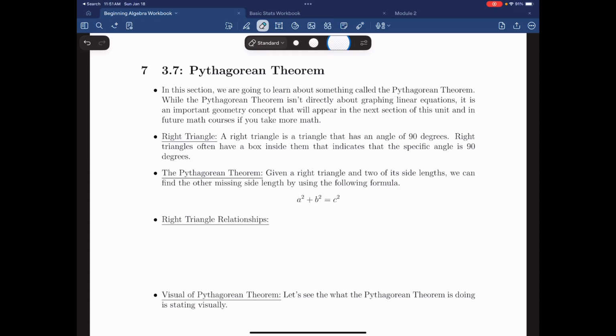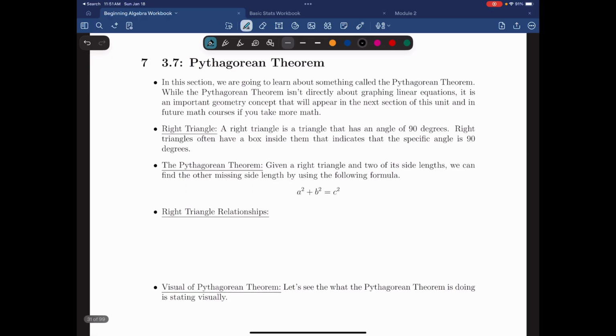So the Pythagorean Theorem is something that can only be used with a right triangle. And if you are unfamiliar, a right triangle is a triangle that has an angle of 90 degrees. Right triangles often have a box inside them that indicates the specific angle is 90 degrees. So for example, a right triangle visually looks like this. And then here you'll have this box, and this box means that this angle right here is 90 degrees.